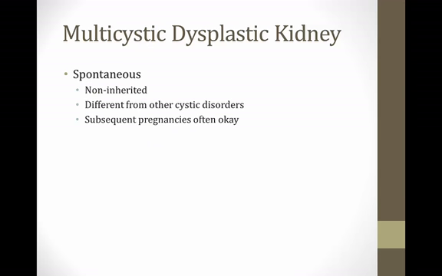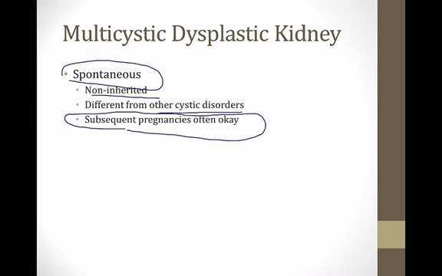One very important thing to know about multicystic dysplastic kidneys is that they are a spontaneous occurrence. This is not an inherited kidney mutation, and this makes it different from all the other cystic disorders we're going to talk about today. So women who have a baby where one or both kidneys are multicystic can have other pregnancies where everything will be okay. Some of the other disorders we'll talk about today, the mother can pass the disorder on to subsequent pregnancies.